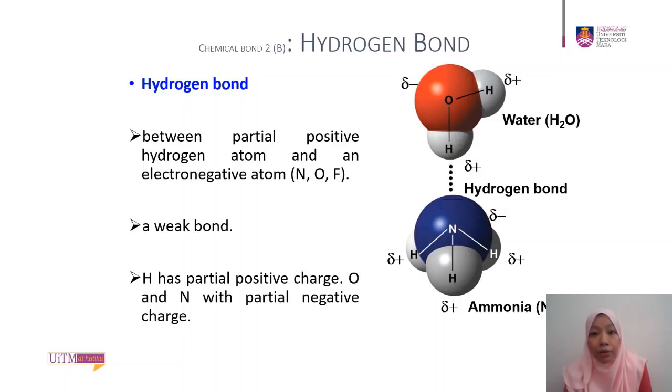So it's actually a weak bond. The same goes with two different water molecules. Between two different water molecules, the partially positive hydrogen atom will be attracted to the partially negative oxygen atom. So they will have a weak bond, right? Hydrogen has a partial positive charge, while oxygen and nitrogen have a partially negative charge, right? So this is one of the examples.